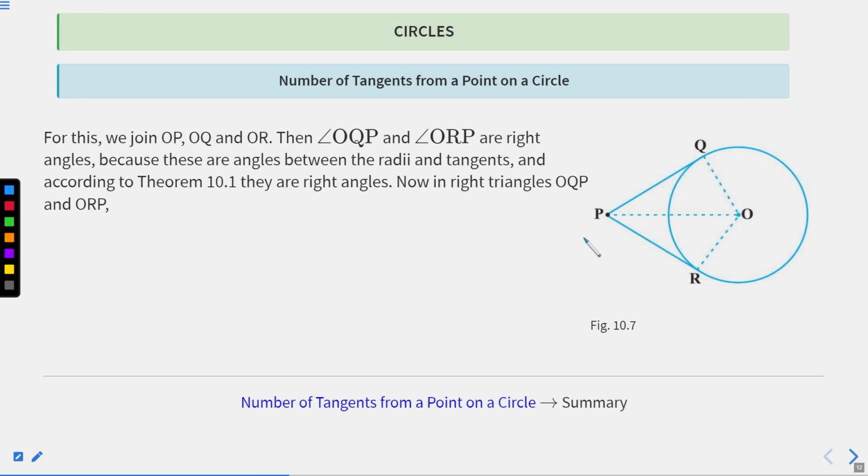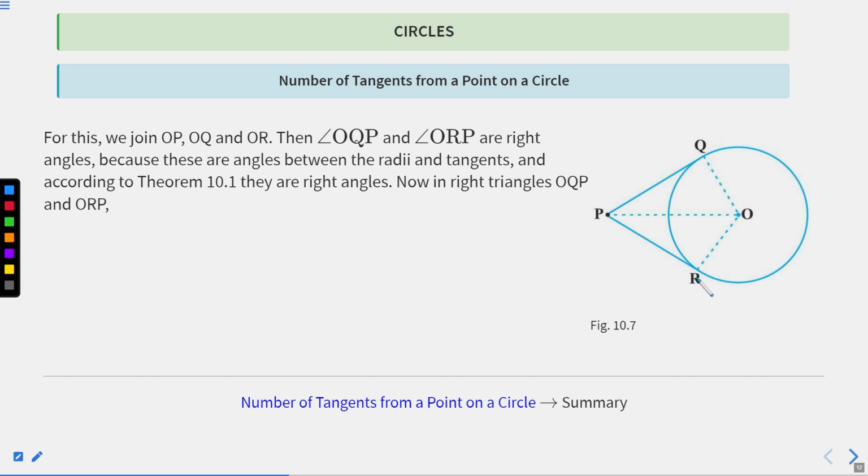So let us prove it. Here you can see this figure 10.7. We take this circle with center O and radii OQ and OR. The tangents are PQ and PR, and we have to prove that PQ is equal to PR. So we join OP, OQ and OR. Then angle OQP and angle ORP are right angles.